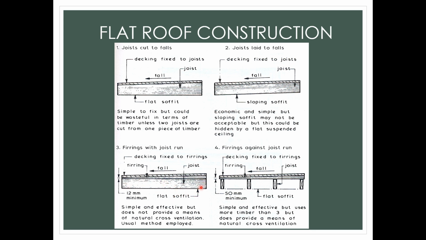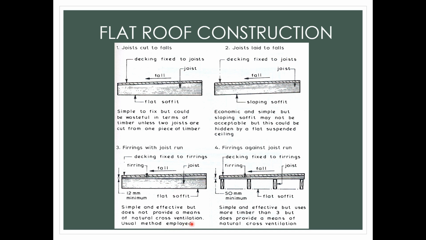The next one is fairings with joists run. So we put this joist on top of each wall, the same size. We cut this joist, and then we have another extra component here. We call it fairings. We cut this fairing with some slope here to provide fall. So the component in the middle, between the decking and the soffit, is the fairing. Simple and effective, but it does not provide a means of natural cross ventilation.